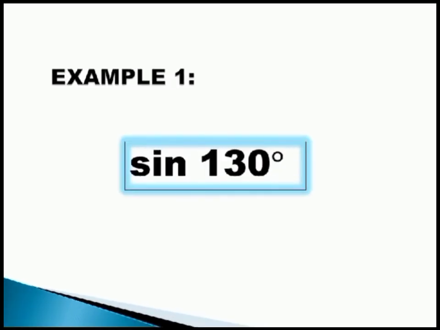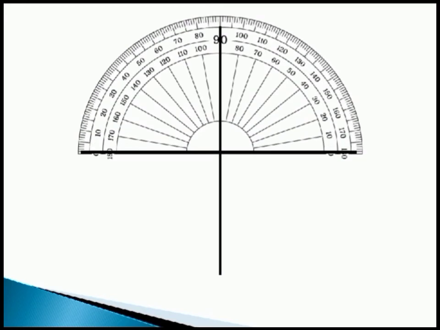So I have here an example on how to sketch the angle in standard position and on how to identify the algebraic sign of each particular function. Example number 1 is sine 130 degrees. First, we need to draw a Cartesian plane and also a protractor to measure the angle given in the example. Since we know that quadrant 1 measures the angle between 0 degrees to 90 degrees and quadrant 2 measures the angle between 90 degrees to 180 degrees, and our given is 130 degrees, it is expected that the angle 130 degrees is in the second quadrant.